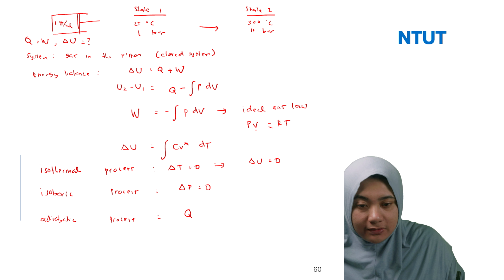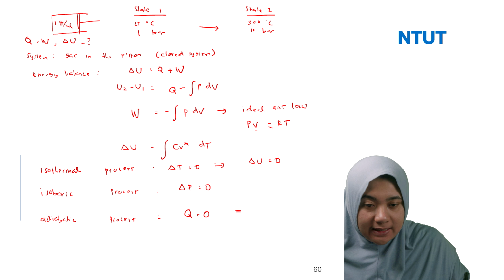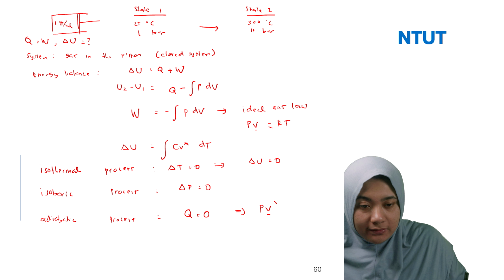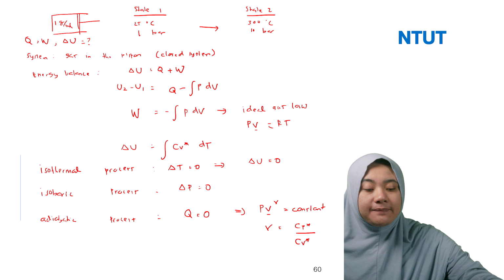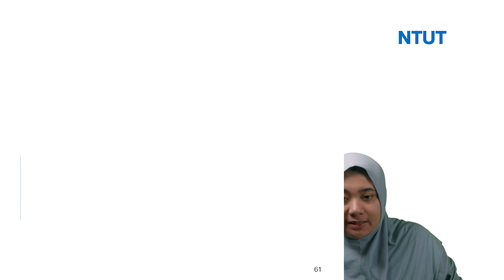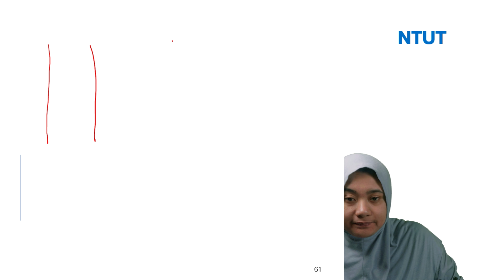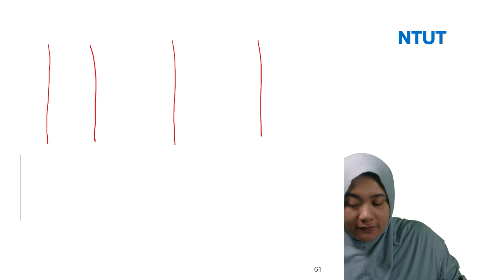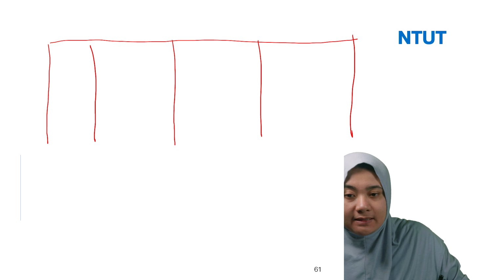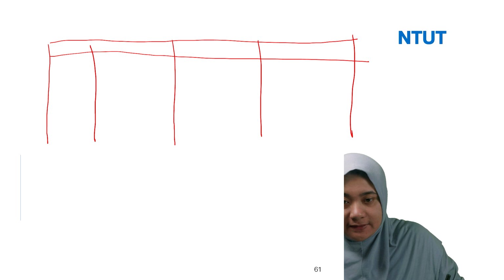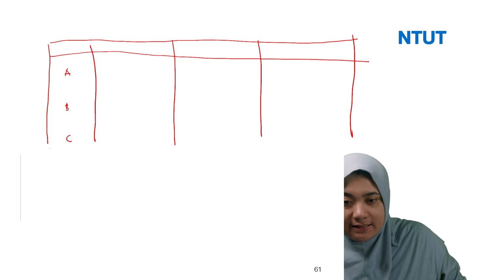So you have Q equal to zero. In this case, you have PV to the gamma, which is constant. It will not change. The gamma itself comes from Cp divided by Cv, so you can get the results. If you use those three equations, you can make a table. This is for Q, this is for W, this is for delta U, because delta U is equal to Q plus W. So you can make the table for paths A, B, and C.